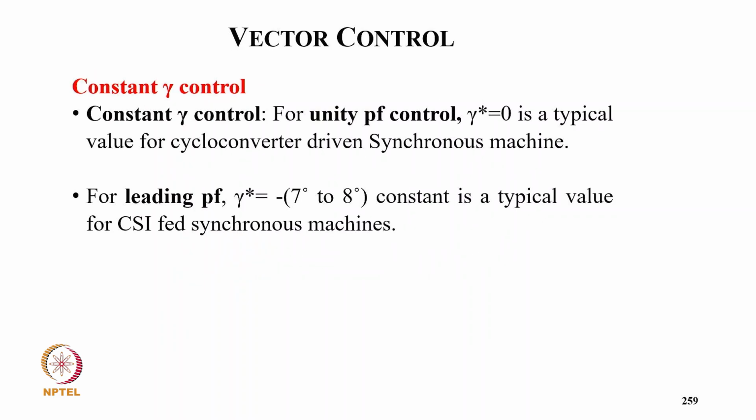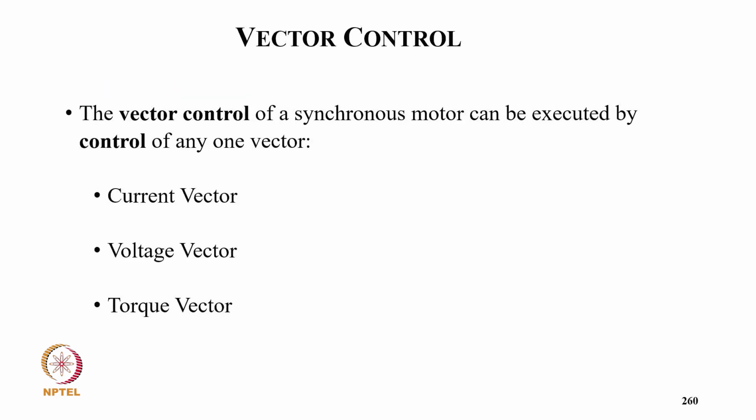And for constant gamma control for unity power factor, gamma star equal to 0 is a typical value for a current source inverter fed synchronous motor. For leading power factor, gamma star equal to minus 7 to 8 degrees is a typical value for a current source inverter fed synchronous motor.